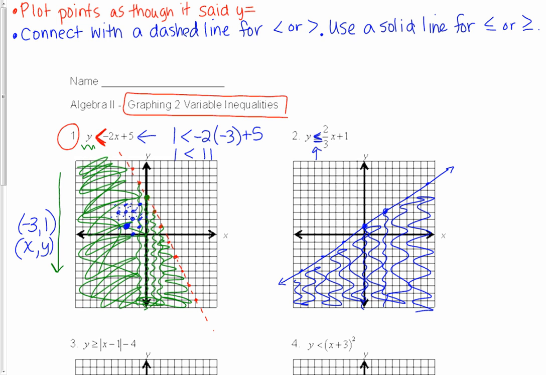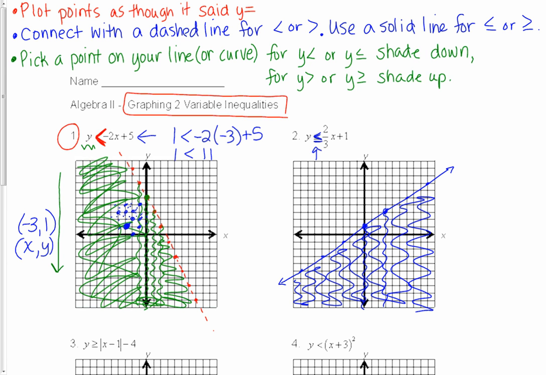I never added the words up the top for what I'm doing, so I'll do that now. I picked any point on my line or curve, we'll do curve soon, and for y is less than or y is less than or equal to, I need to shade down.